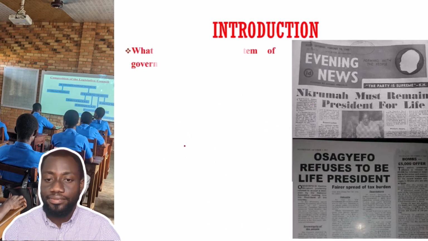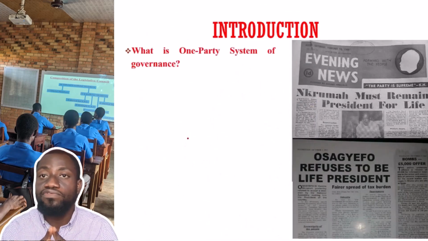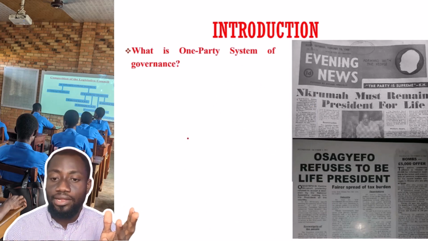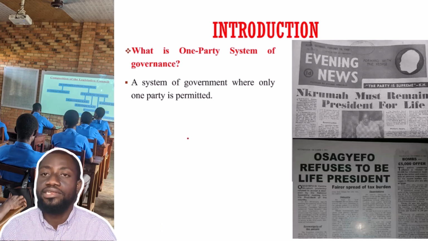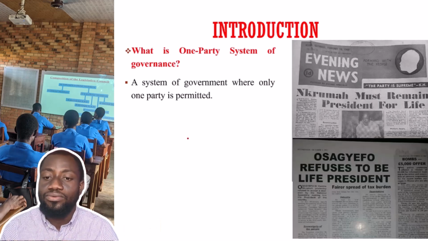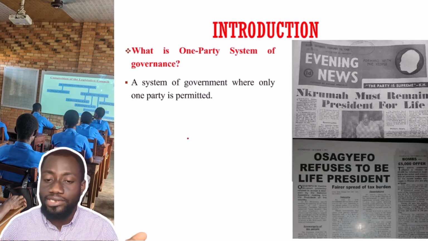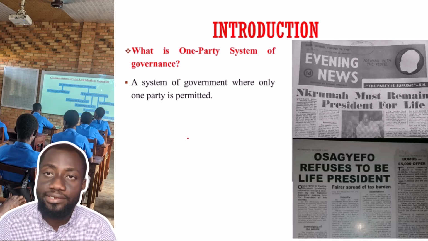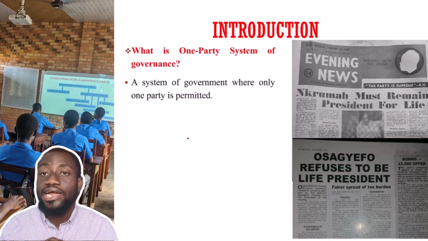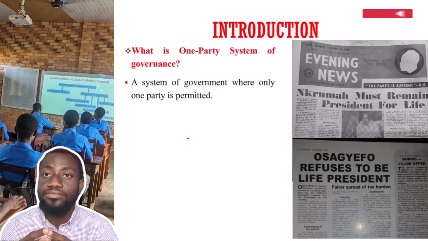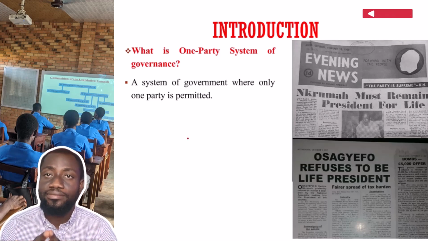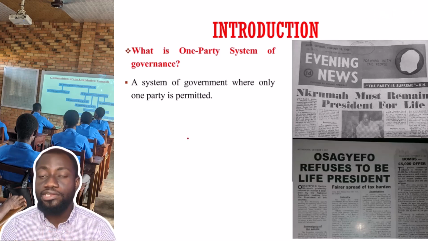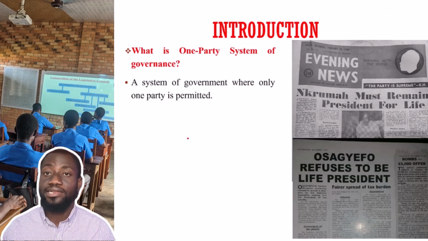our introduction. Before we even talk about the reasons for the adoption of the one-party system, let's look at what a one-party system is in general. When we talk of a one-party system of governance, what is it? It's a system of government where only one party is permitted, which means that when a country adopts a one-party system, only one political party is allowed to operate in the country. So this is a direct opposite to a multi-party system.